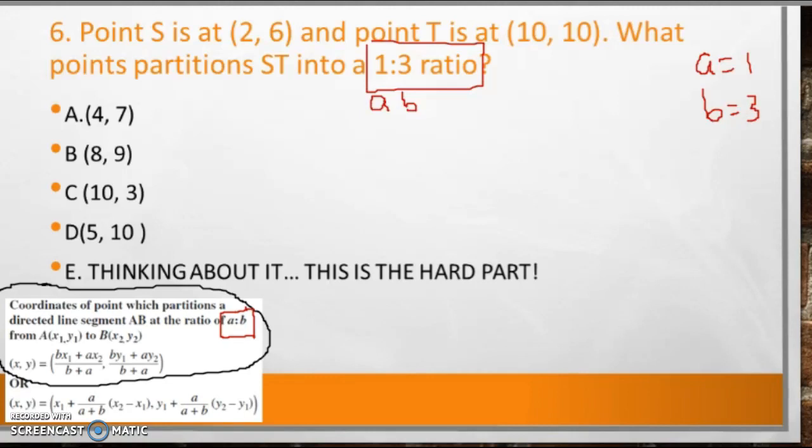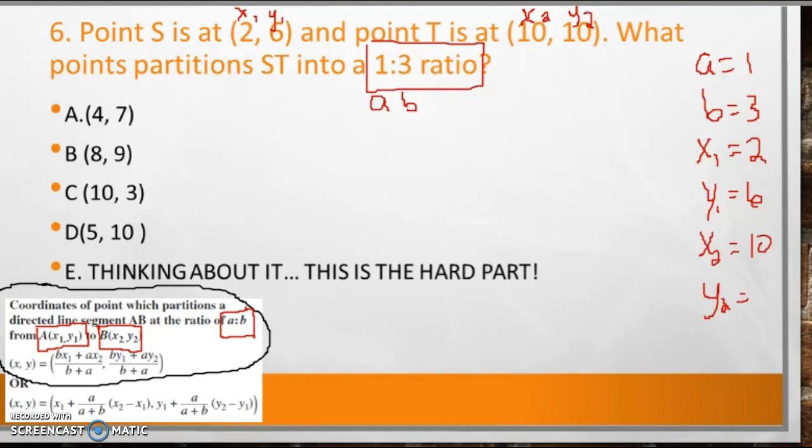The next thing it says is that your A point is your X1, Y1. So your first point, you're going to label X1 and Y1. I'm just going to make a note over here of that. Your second point, you're going to label X2 and Y2. Now we have everything we need to plug into our formula to figure out where it cuts this line.